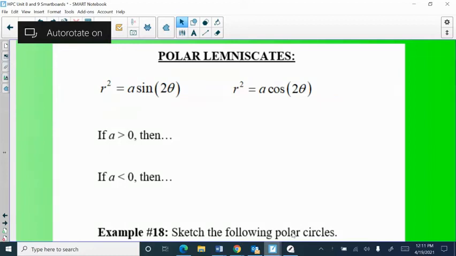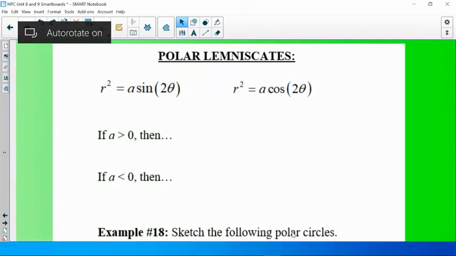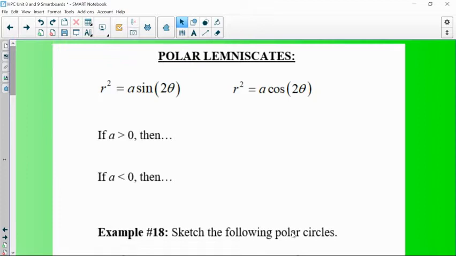Okay, so in this video, I want to look at two more polar shapes, I guess, or polar things that we should know about. And I'm trying to avoid the word function because it's going to be our first equation that's not going to be a function, and that's a lemniscate. And notice, how do I know it's not a function?